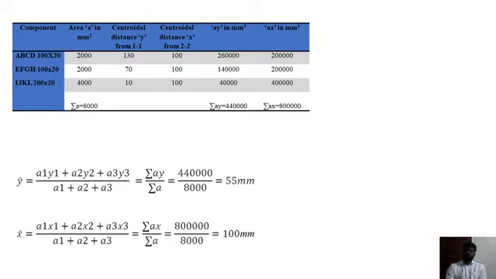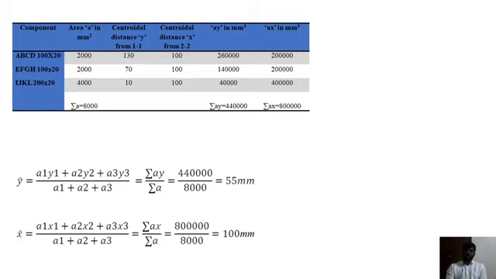Now the summation of all the areas, sigma A, is equal to 8,000. The summation of all the A and y values, sigma AY, is equal to 4,40,000. Then sigma AX, the summation of all the A and x values, is equal to 8 lakh. Now y bar is equal to A1 y1 plus A2 y2 plus A3 y3 divided by A1 plus A2 plus A3, which is equal to sigma AY divided by sigma A.